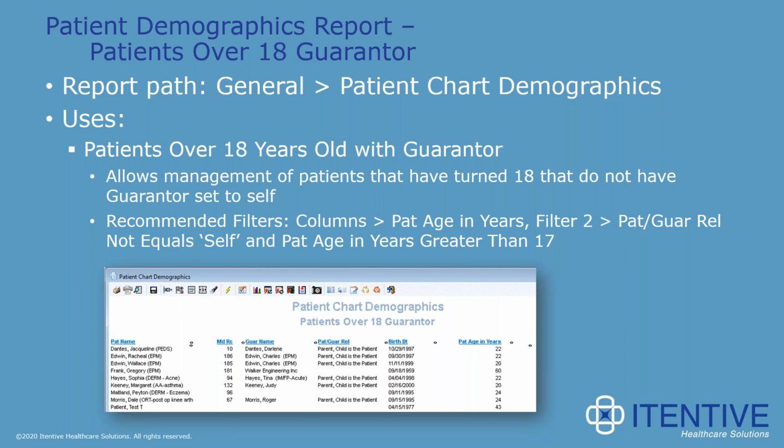This is one piece that can throw off users when they're trying to think of how to set this report up. There's no typo, I did mean to say 17. We use greater than 17 because we also want to capture those patients that are 18 as well. Even if they're 18 in one day, we still want to make sure we capture them on this report.